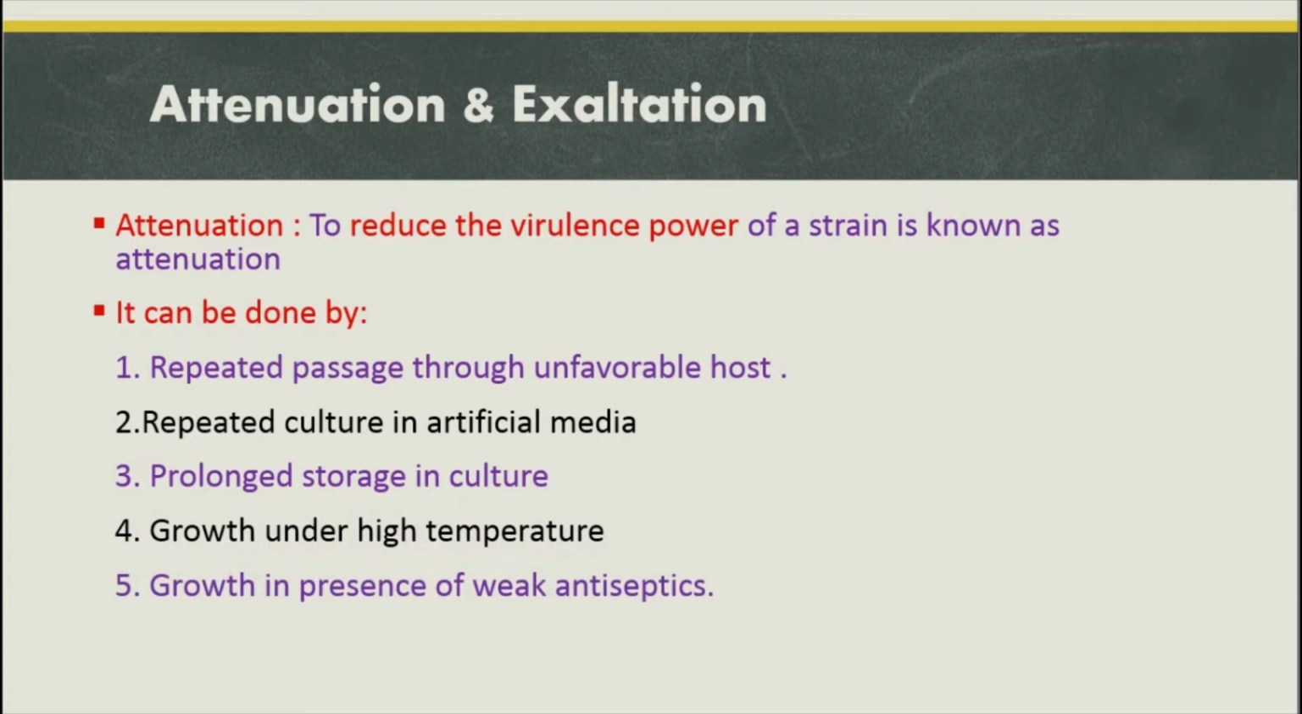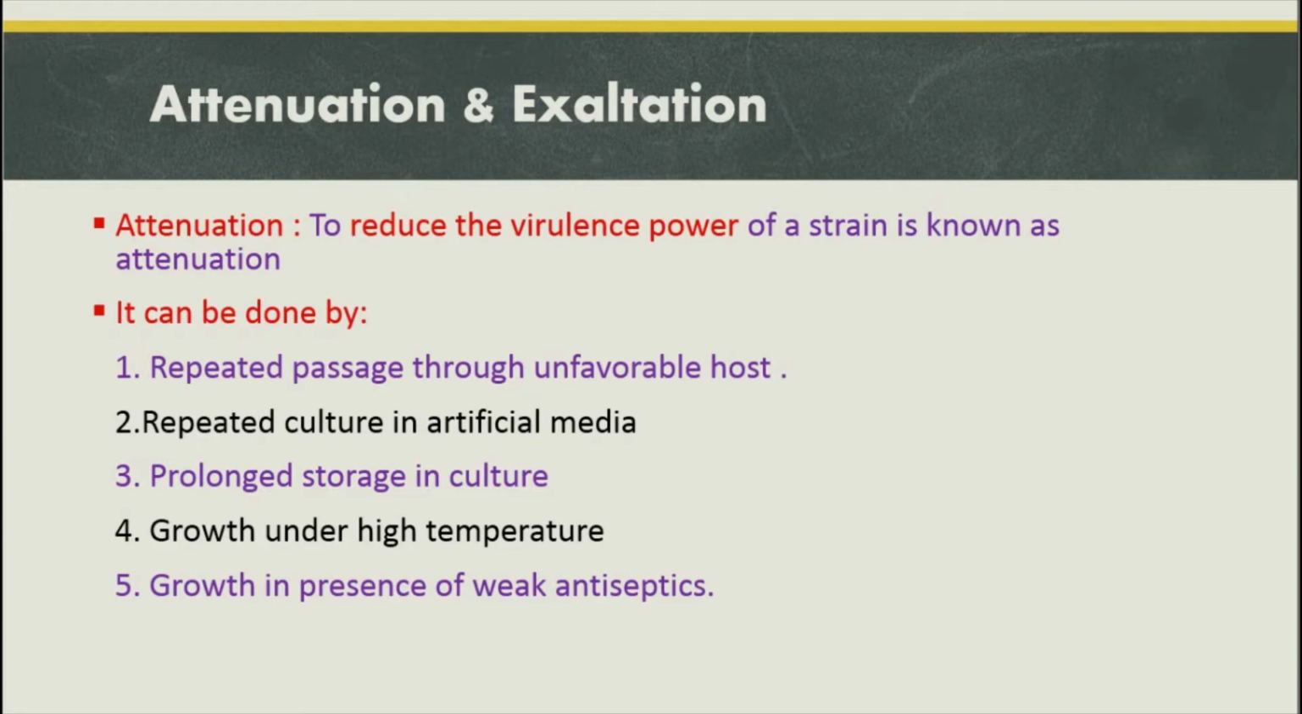The next one is growth in the presence of a weak antiseptic. If you add some antiseptic solution to their media and grow them in the presence of this antiseptic, that may also result in the loss of virulence of the microorganism. So, these are the various ways by which you can obtain attenuated strains. Attenuated means those which have lost their virulence power, but have retained their antigenicity.